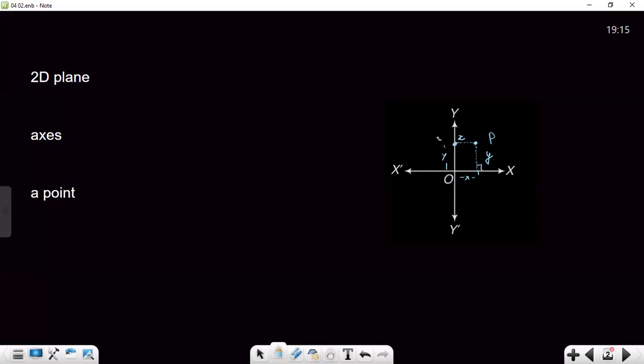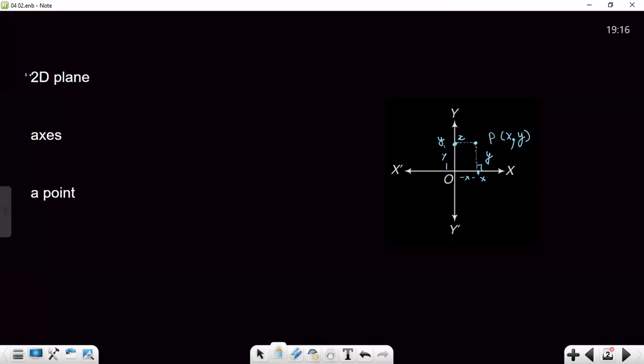So this point is y units away from the x-axis, and it is also x units away from the y-axis. So we'll say that its coordinate on the x-axis is small x, and its coordinate on the y-axis is small y. And this is the point on a Cartesian plane.